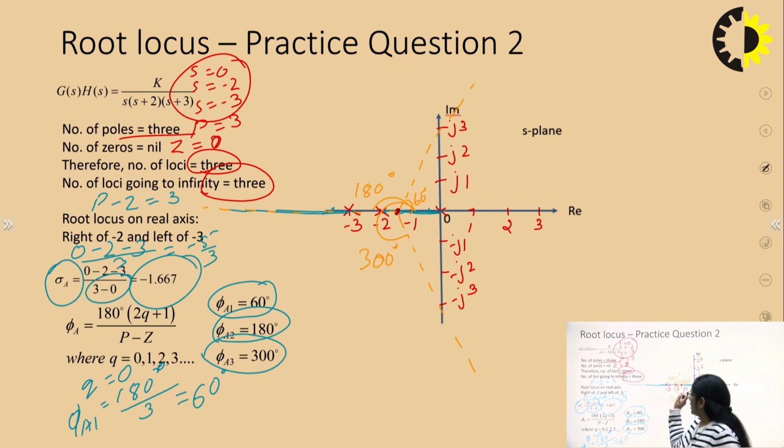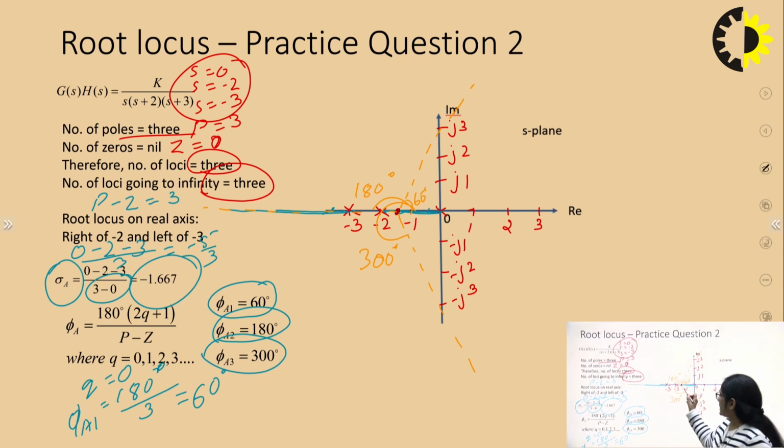Now, after travelling from 0, this has to break away to go towards infinity. As we can see here, the -3 on the right side of -3 is not part of the root locus. Therefore, the -3 locus will start here and it will go towards infinity at this 180 degree.